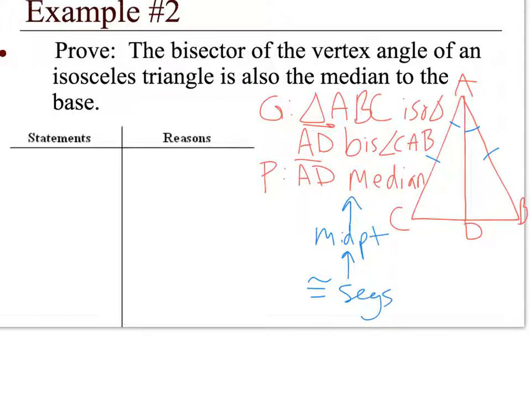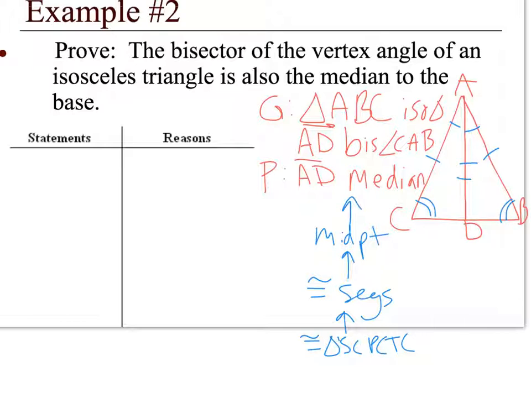How am I going to get some congruent segments? Well, if I want CD to be congruent to DB, I'm going to need some congruent triangles and CPCTC, right? Okay, well, I've already got a pair of sides, a pair of angles. What do I know about AD? It's congruent to itself. I could use that. What do I know about angle C and angle B? Well, I could use that too if I wanted, or one of them.